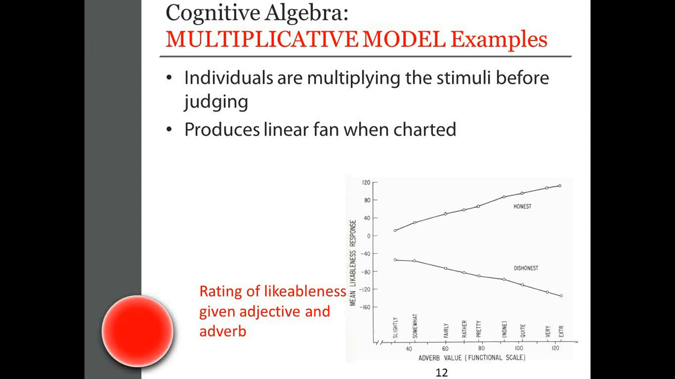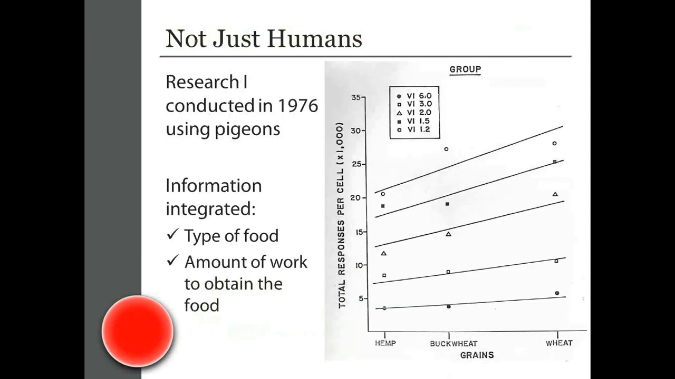So I hope you got a pretty good idea of at least the additive and the multiplicative model. Now, I wanted to show you that information integration theory applies also to non-humans, at least to pigeons, which is a study I did back in 1976, where I researched food preferences in pigeons as I was being trained as an experimental psychologist. The pigeons had to integrate two pieces of information. One, the type of food, and you can see along the bottom of the chart, there were three types: wheat, buckwheat, and hemp.